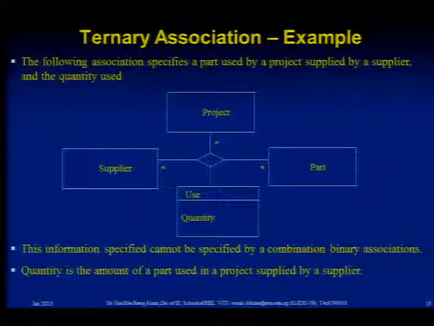And such an association is different from a binary association. There's no way for you to define a binary association, either one or two, to define all these properties. For this case, it is to specify that a project uses a part from a supplier. So to specify such interaction between three objects, there's no way for you to use binary association to specify it.